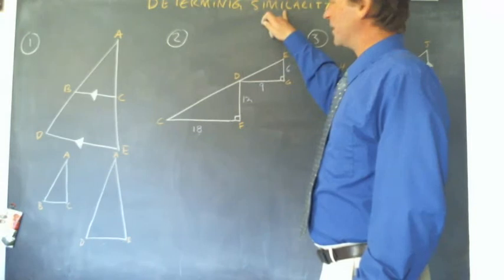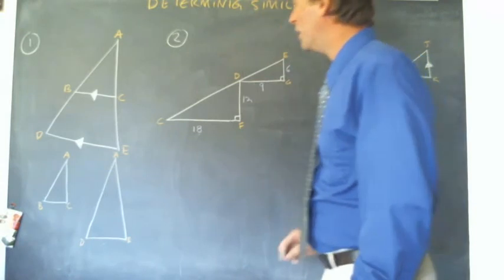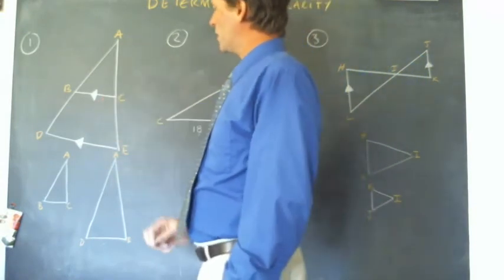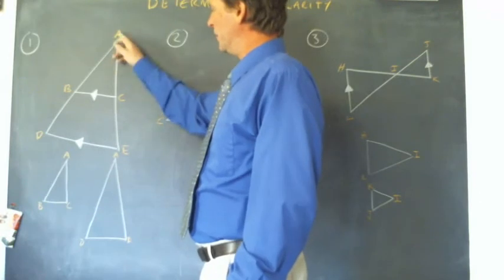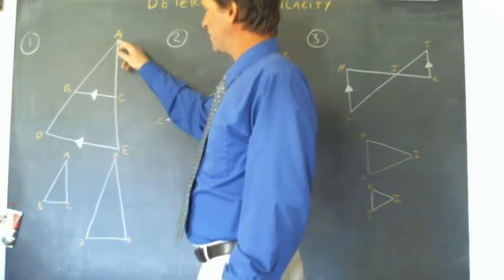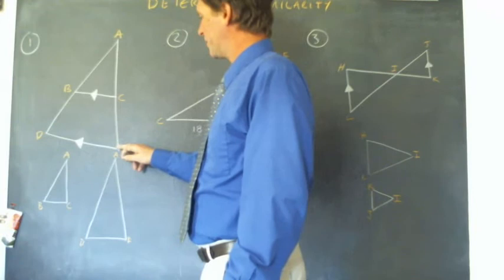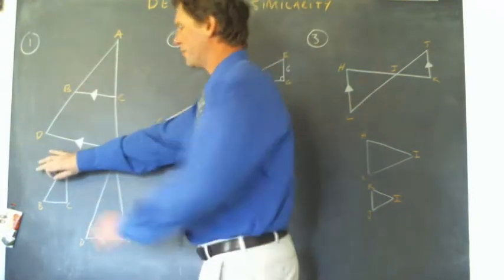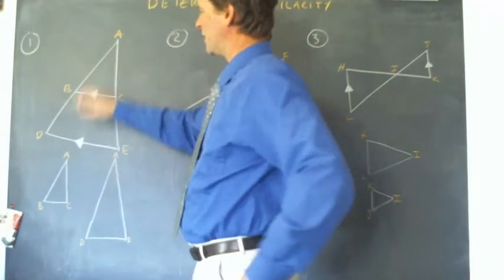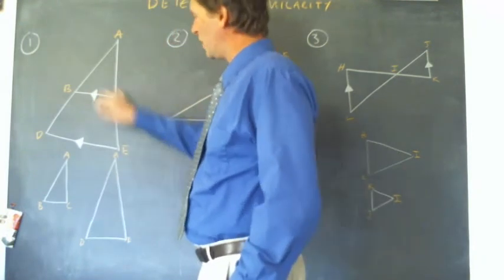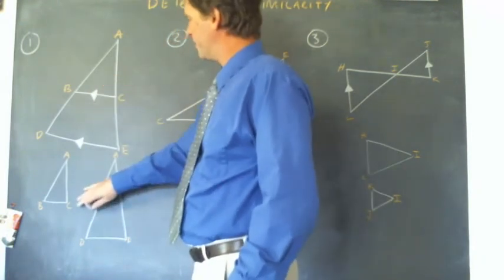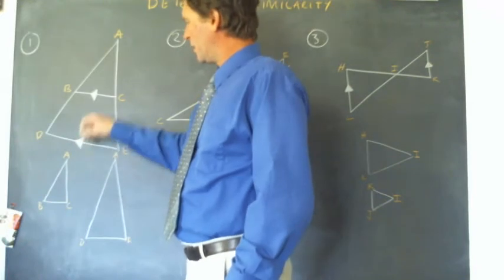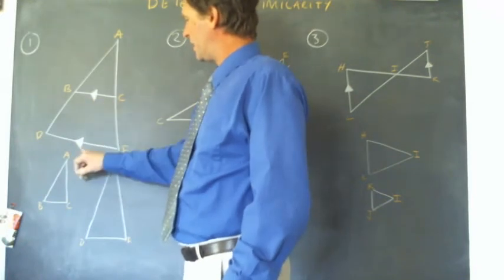Determining similarity in triangles. Are these two triangles similar? We have a small triangle, ABC, and a large triangle, ADE, which I've reproduced here. But from this diagram, can we determine that they're similar? We're going to rewrite this down here. And notice that BC and DE are parallel.